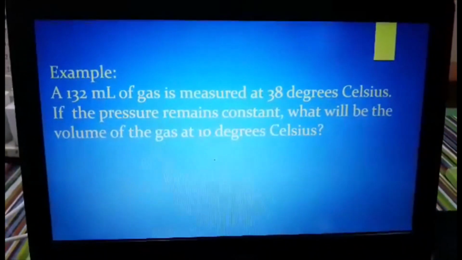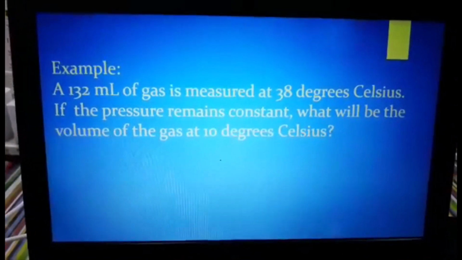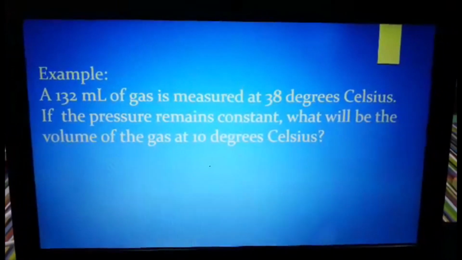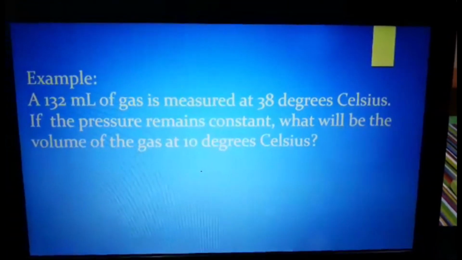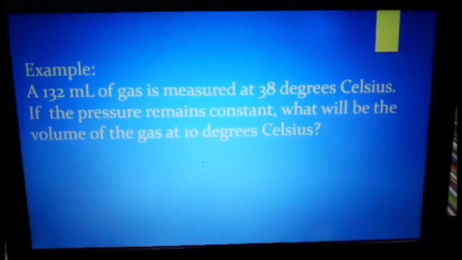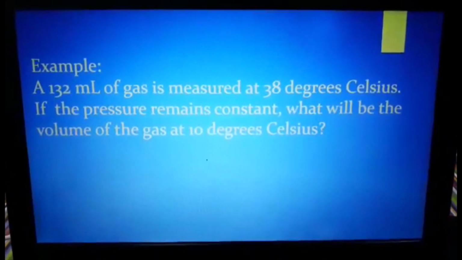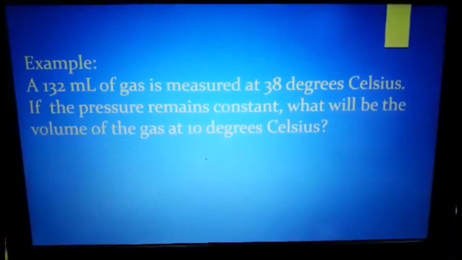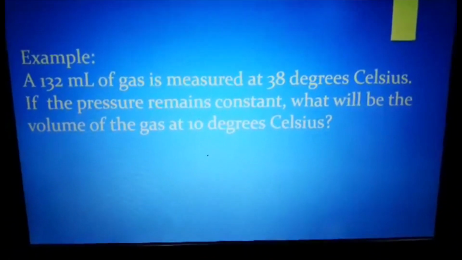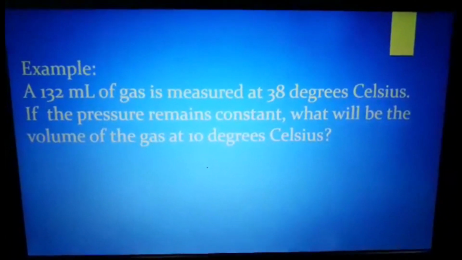Okay? So I'd like to show you a sample problem. A 132 milliliter sample of gas is measured at 38 degrees Celsius. If the pressure remains constant, what will be the volume of the gas at 10 degrees Celsius? So this is the problem that we are going to solve.